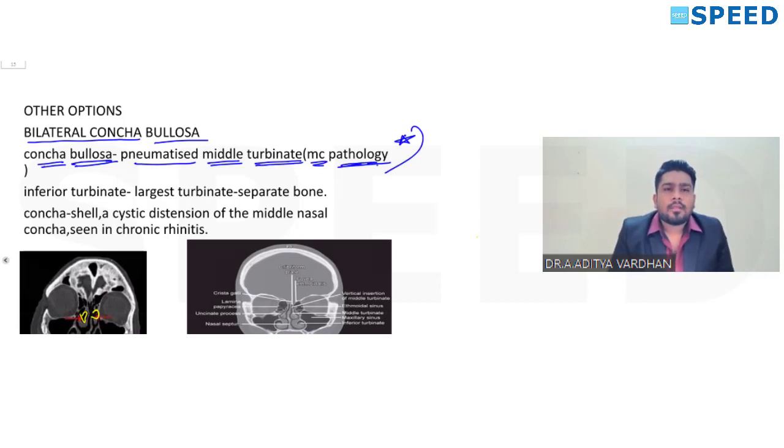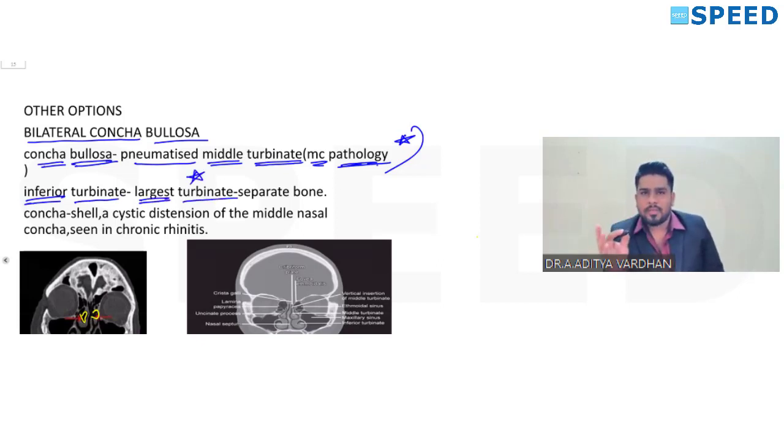And in the options they would have given inferior turbinate, which is the largest turbinate, which is the MCQ. Among the following, which is the largest turbinate? Inferior turbinate. And anatomy wise, it is a separate bone, MCQ. Okay. And remember here, what is concha bullosa, sir?